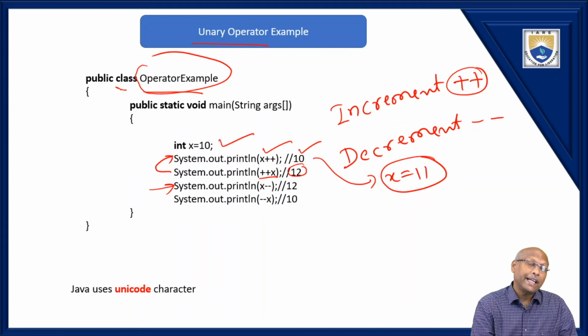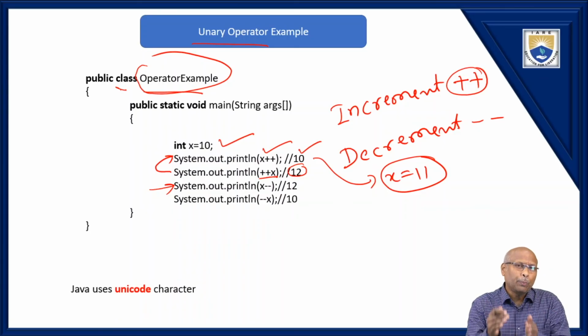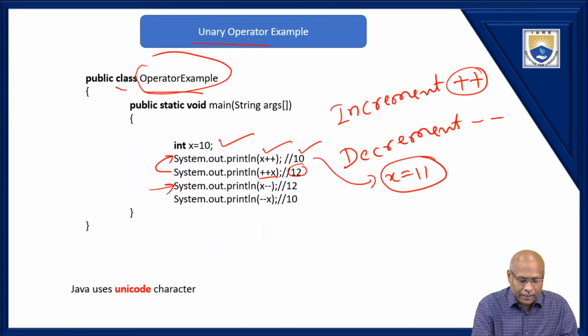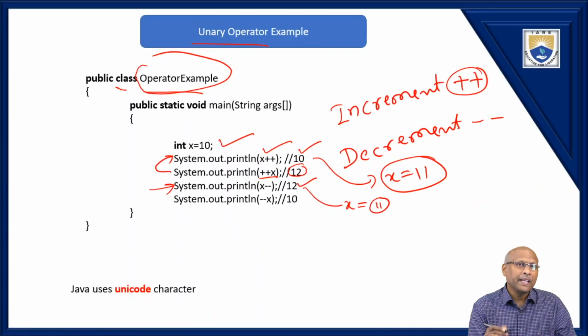Then x minus minus. It is a post decrement. Post decrement says first you print, then decrease. So first I will print 12. After printing 12, the value of x is decreased to 11.